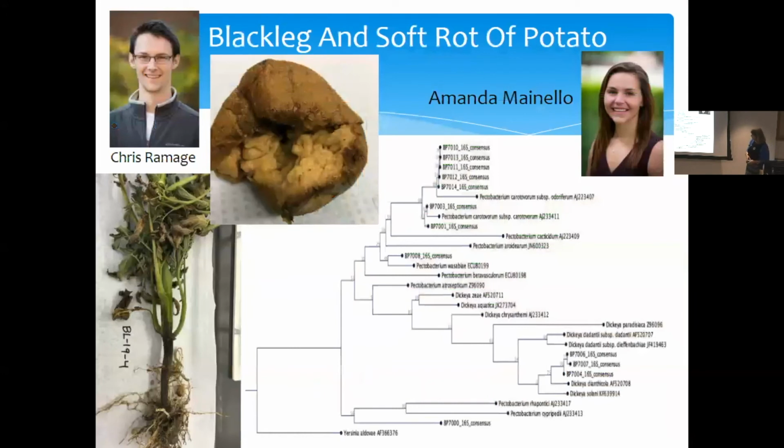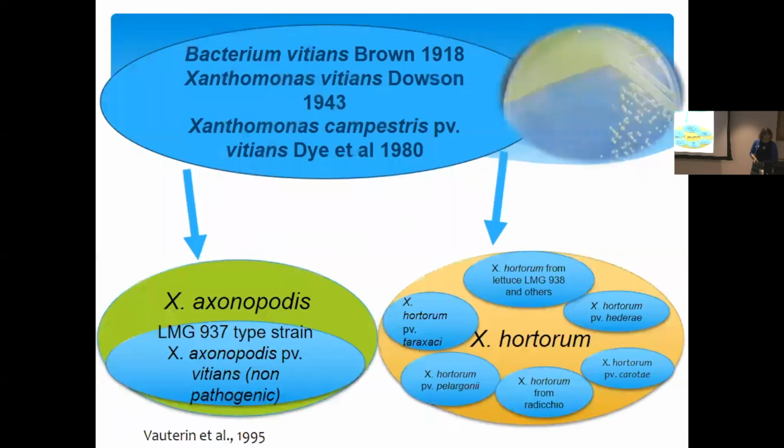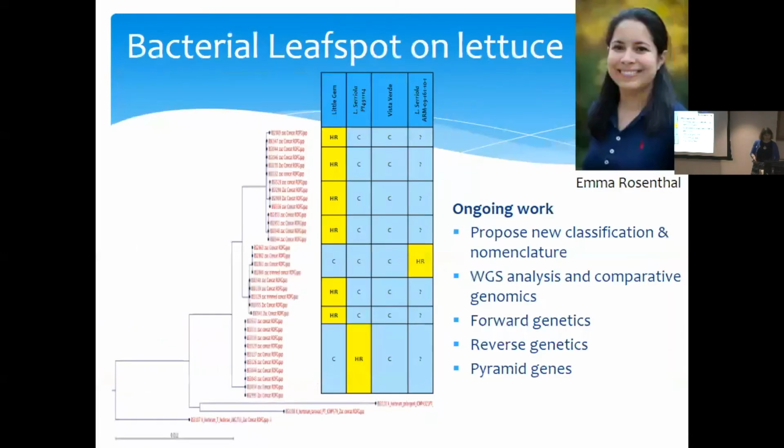We're using a similar approach for blackleg and soft rot of potato, and I know some of you know that Dickeya dianthicola has now been detected in the Northeast and across the U.S. I have a new student, Amanda Mignello, who is working on this, and she's really interested in a microbiome approach.